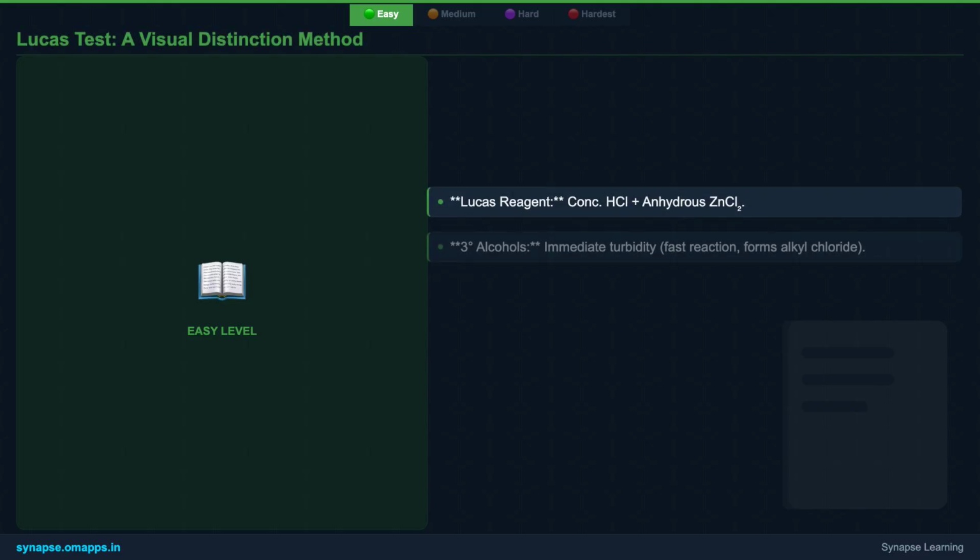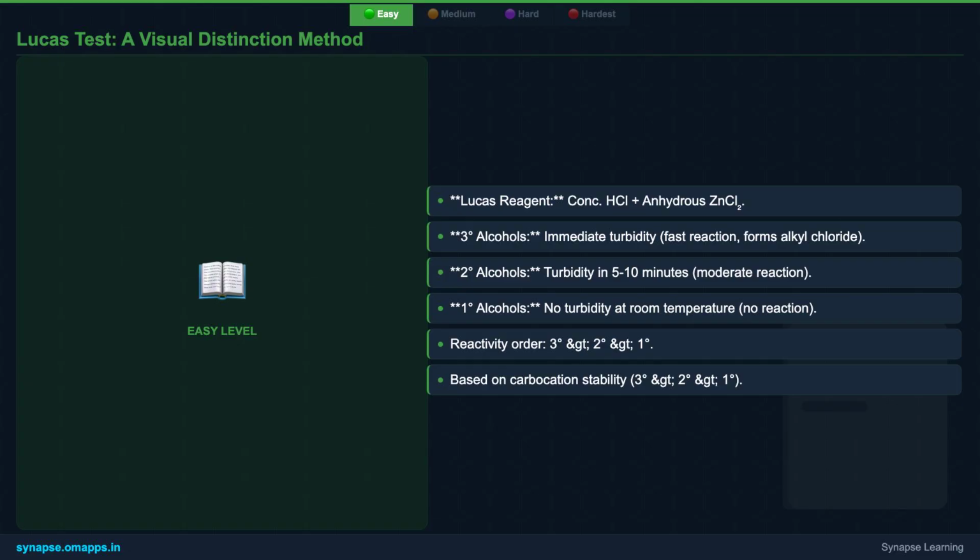The Lucas test is a classic method for distinguishing these alcohols. It uses Lucas reagent, a mixture of concentrated HCl and anhydrous ZnCl2. Tertiary alcohols react immediately, forming immediate turbidity. Secondary alcohols react within 5 to 10 minutes, showing delayed turbidity. Primary alcohols, however, do not react at room temperature, showing no turbidity. This difference in reactivity is due to the varying stability of the carbocation intermediates formed during the reaction, with tertiary carbocations being the most stable.